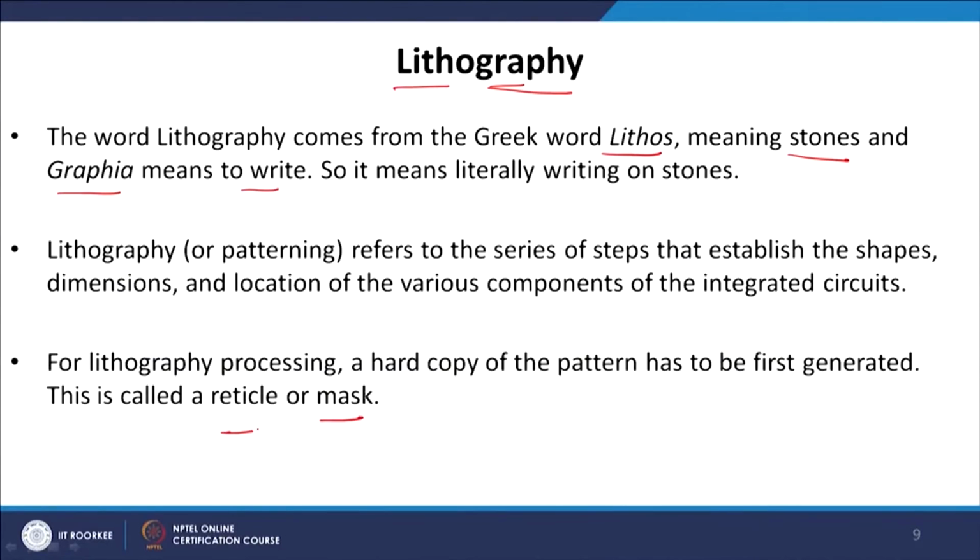For doing the lithography, which can be electron lithography or photolithography, in electron lithography we use an electron beam to write the pattern, and in photolithography we use an optical beam to write the pattern. But in either case, to write the pattern we have to have some kind of structure or mold using which we can generate the patterns, and that mold or structure is called a mask or reticle.